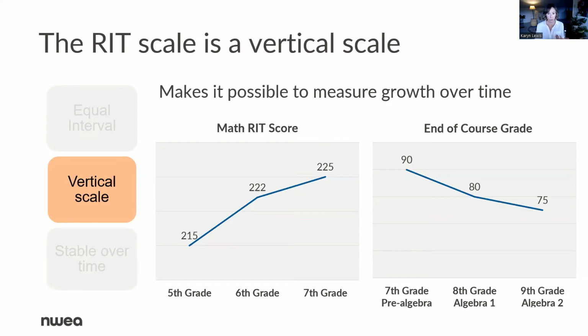Because we're using a vertical scale here, we know that this student's math ability is increasing. In contrast, consider end of course grades, which are a non-vertical scale. If we have a score of 90, let's say out of 100 in 7th grade pre-algebra, decreasing to a 75 out of 100 in 9th grade algebra 2, should we take this to mean that the student is actually decreasing in their math ability? Certainly not. That is not how we interpret end of course grades. But this example is meant to demonstrate that it's only when you have a vertical scale that you can actually make determinations about growth.